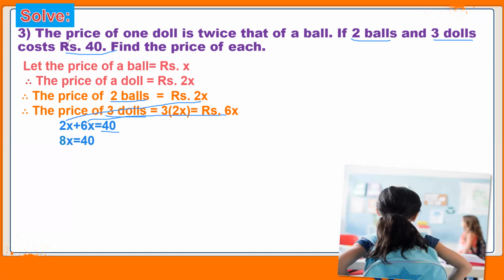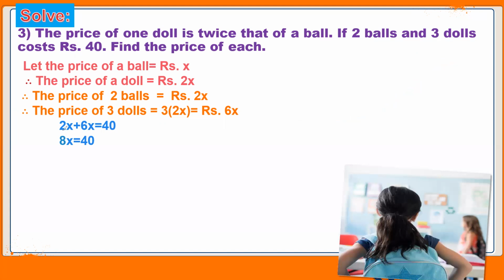Why is it written like this? Because two balls cost rupees 2x and 3 dolls cost rupees 6x. Is it clear? So if I add these two costs, this is equal to what? This is equal to 40. That's why I have written this sentence like this: 2x plus 6x is equal to 40. Now I hope that this equation is clear to you.